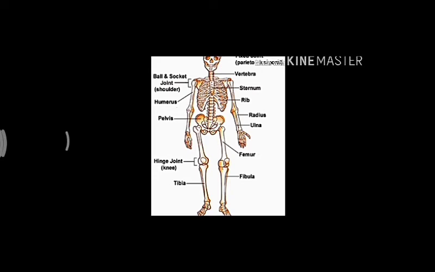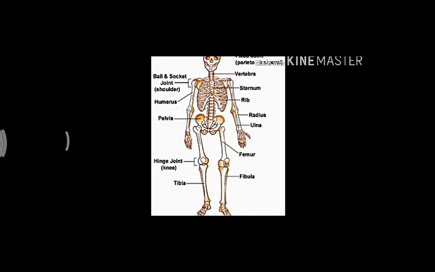Rib cage protects our internal delicate organs like heart, lungs, and liver. The next one is limbs. There are two pairs of limbs in human skeleton. Nearly half of the bones in the human body are found in forelimbs and hind limbs.